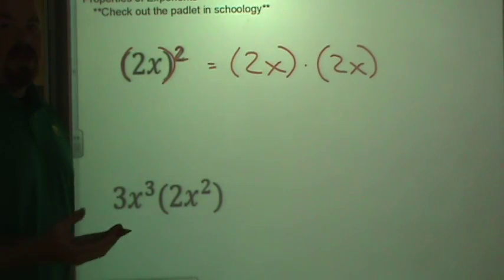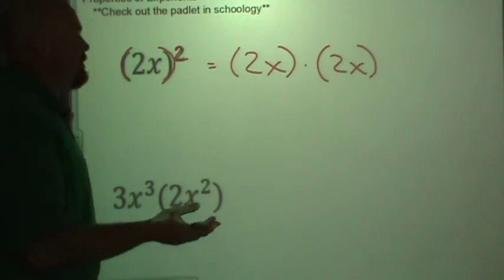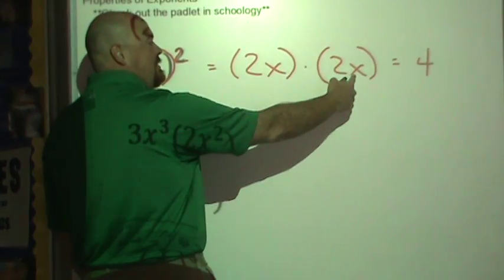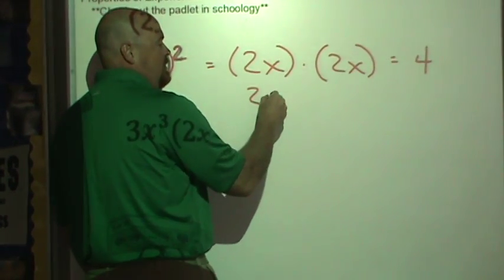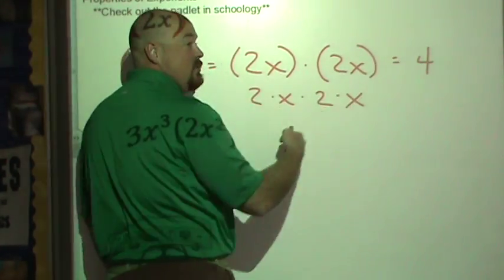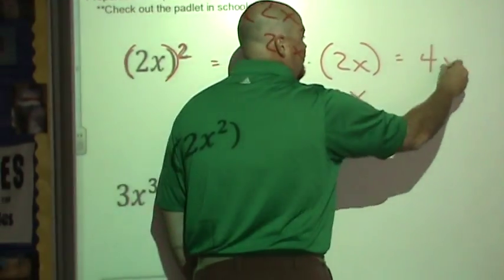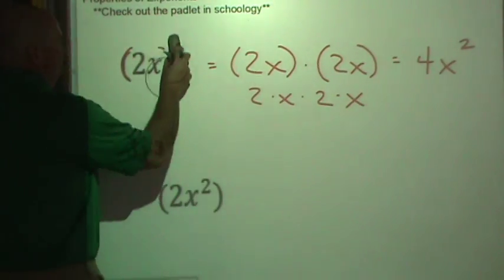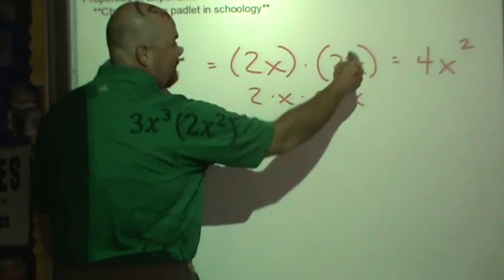And when you multiply two values and their exponents, you multiply the coefficients, which is 4. And when you have bases that are the same here, this is really 2 times x times 2 times x. So the 2 times 2 is 4. x times x is x squared. So we get this quantity (2x) squared equal to 4x squared.